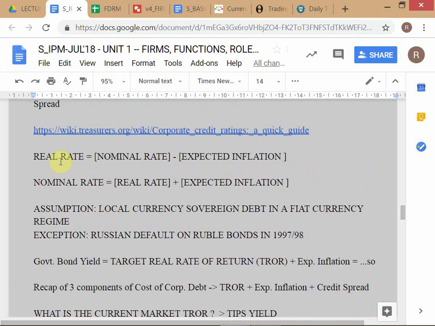So what is the TIPS yield? The TIPS yield is the LHS here. Are you following? The TIPS yield here is the LHS where my cursor is now. The TIPS yield is the real rate of return. Yes, sir. So that means, can I also observe the nominal rate?